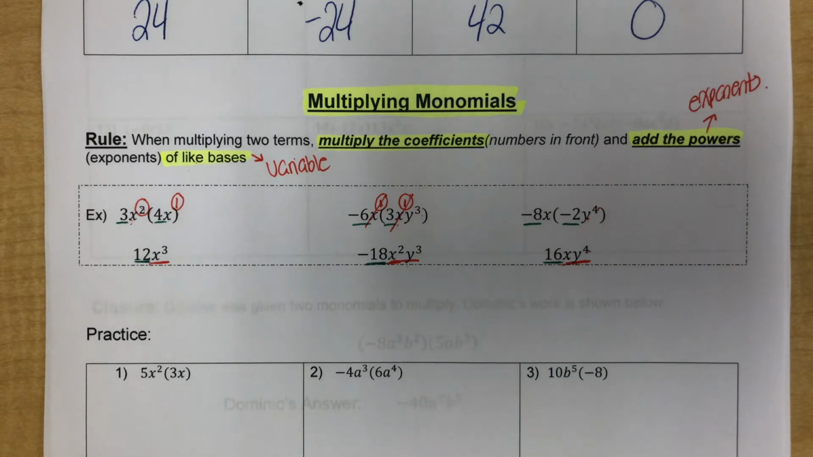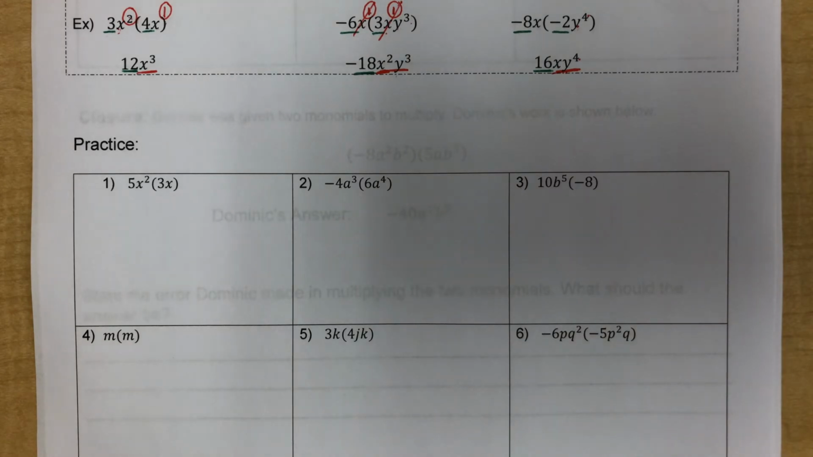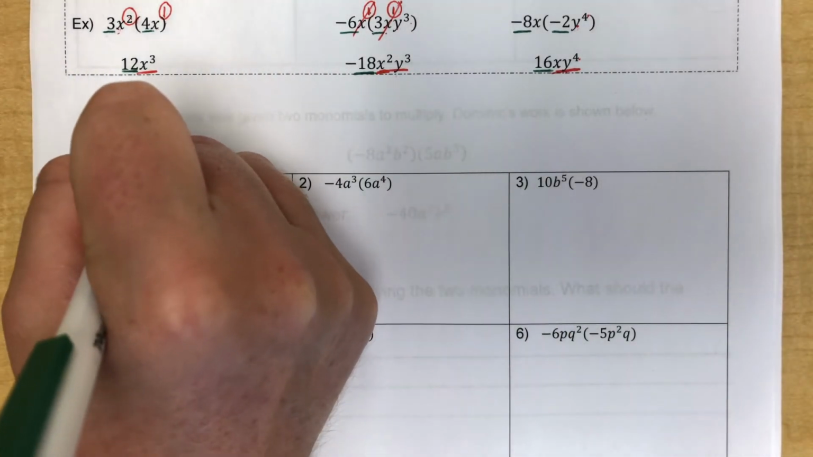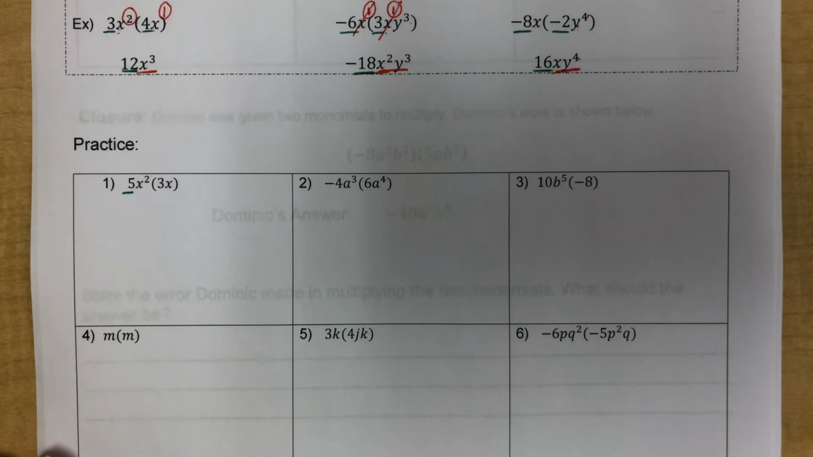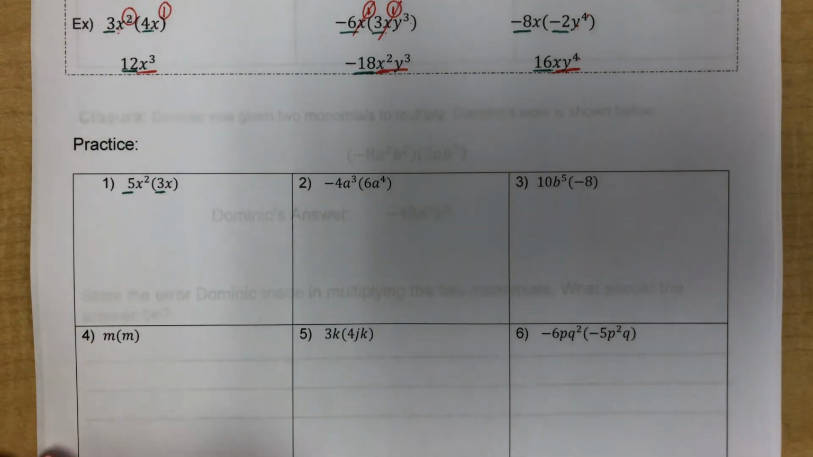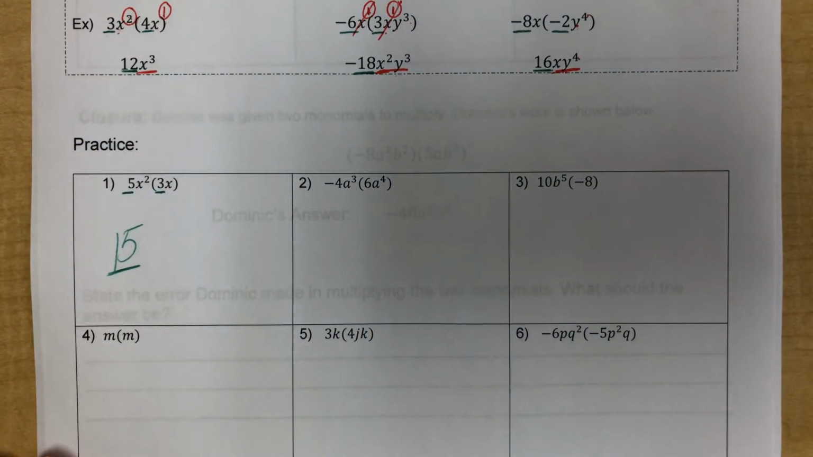All right. So I'm going to just practice with you maybe one or two underneath, and then I'm going to have you try the rest on your own. So let's look at number 1. Number 1 is 5x squared times 3x. So my rules say the first thing I do is multiply the coefficients. So my coefficient on the first term is 5. Coefficient on the second term is 3. 5 times 3 is 15. That's going to be my first answer. Then I go back. Now I want to add the exponents of like terms.